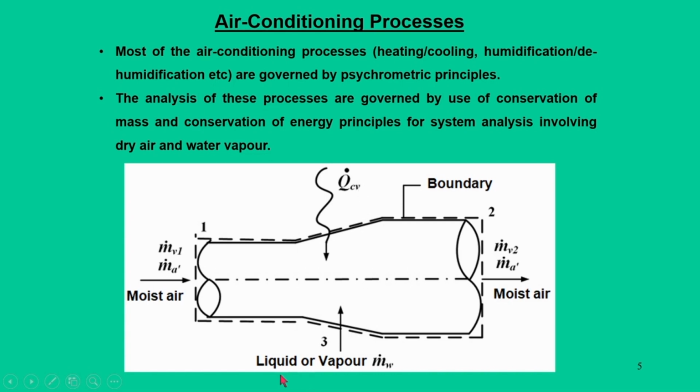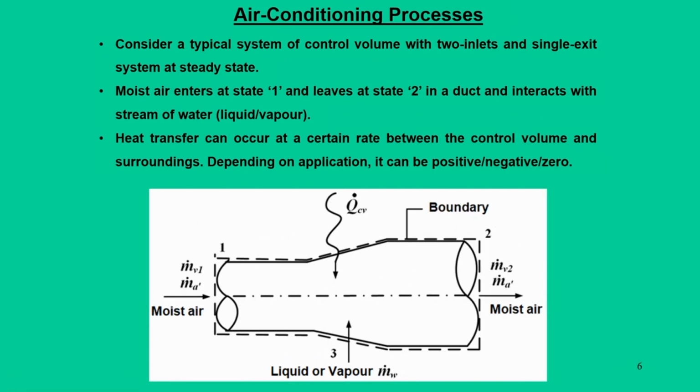And of course, in most of the situations when you change the properties of moist air, water is used. Either water is removed from the air, or water is sprayed into the air, or air comes into contact with water so as to increase the humidity, or in some way the mass of water vapor will keep on increasing or decreasing. So, to analyze such systems, we consider three different states: 1, 2 and 3.